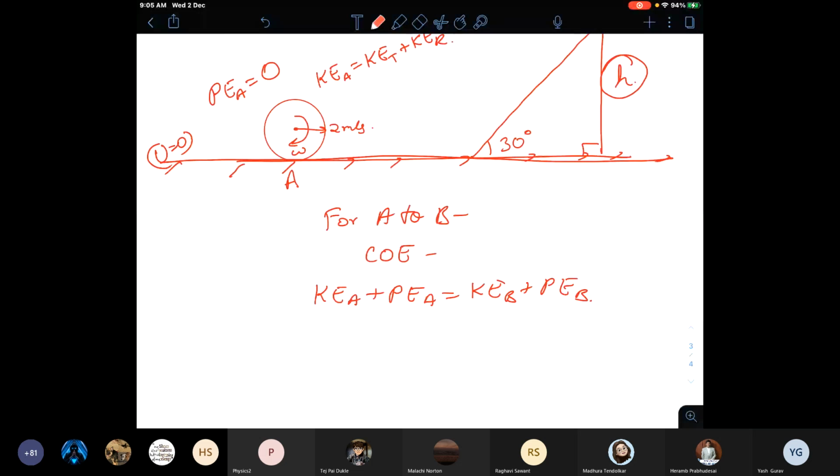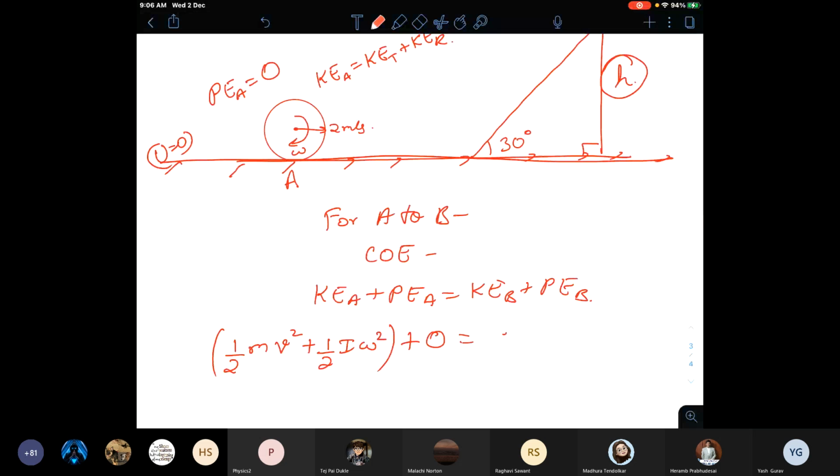Okay, so let's put these values over here. Kinetic energy at A can be written as translatory plus rotational. Translatory kinetic energy is half mv square. Rotational kinetic energy is half I omega square. This is the total kinetic energy, plus potential energy at A. Potential energy at A is 0.